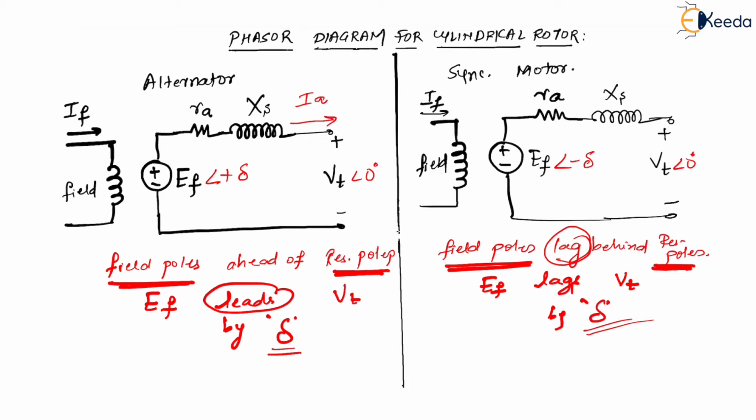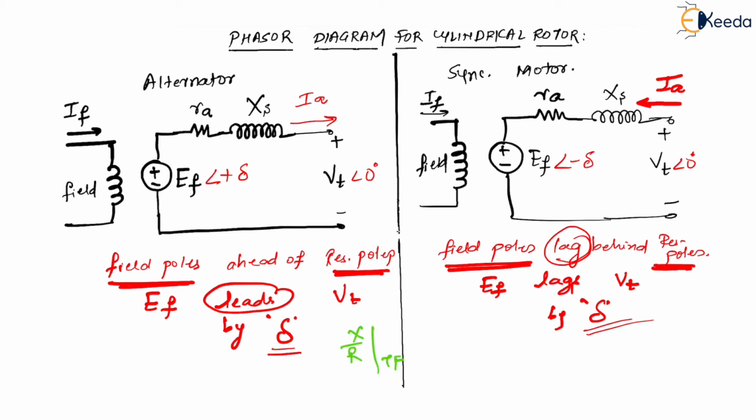Correct? Whereas in case of motor, what will happen? Motor IA has to come into this one, into our motor IA. Is that correct? Now, one more important thing I would like to tell you. What is that? Let us see. If you remember, we had talked about X by R ratio. Is that correct? We had talked about, yes, X by R ratio.